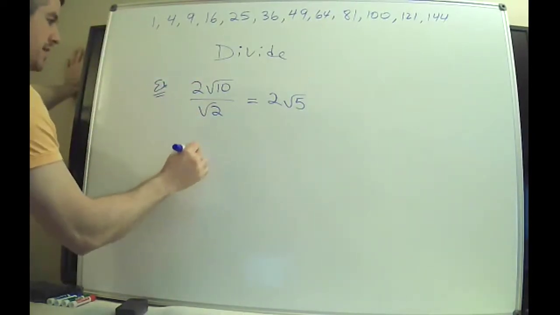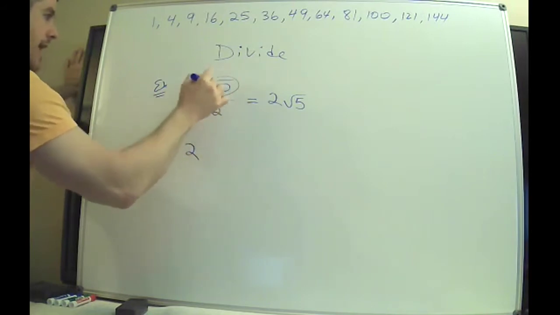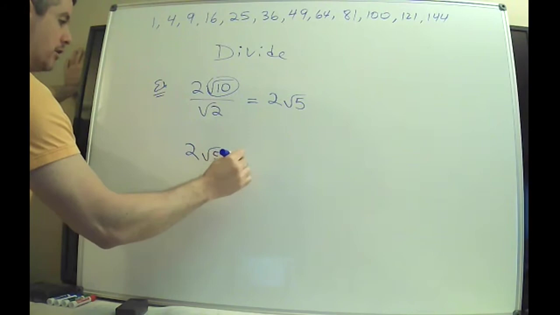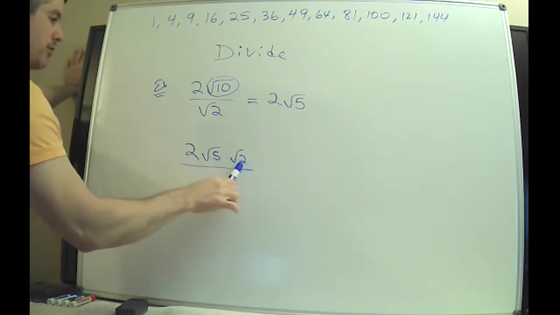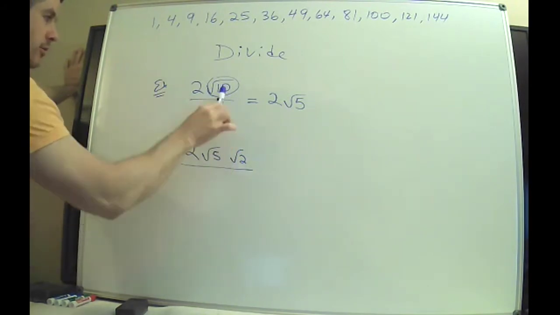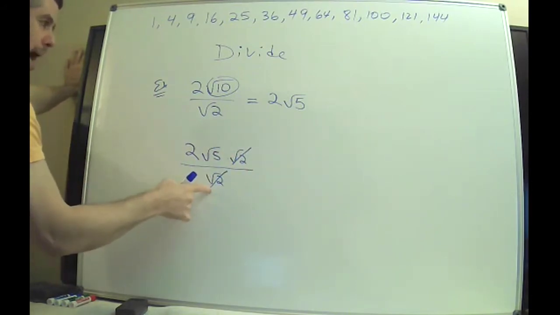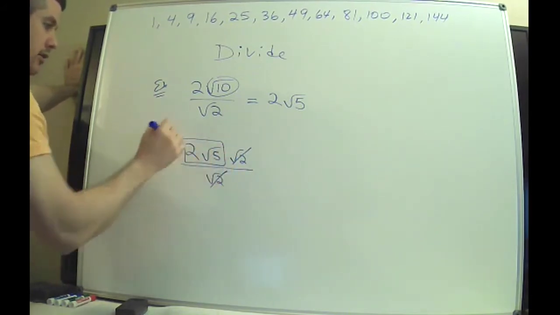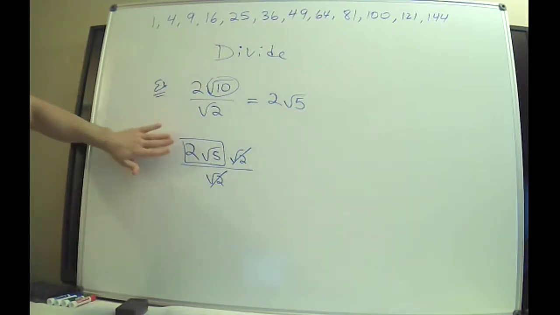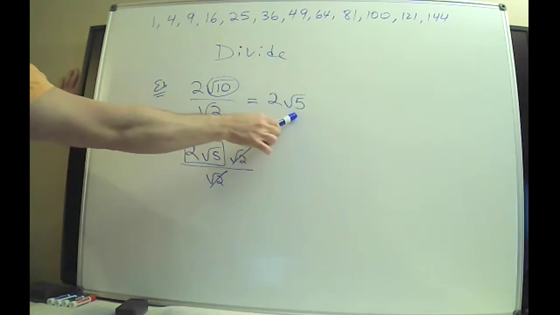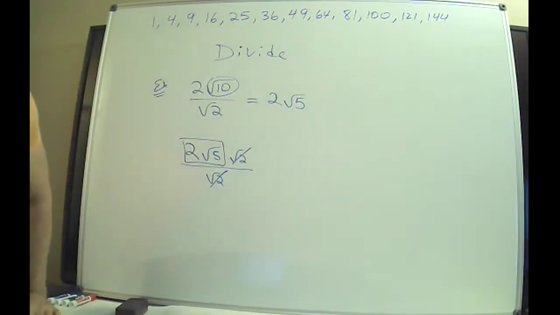Alternately, you can do this. You can take radical 10 and write it as radical 5 times radical 2, because radical 5 times radical 2 is radical 10, right? 5 times 2 is 10. Now, this radical 2 and this radical 2 wipe out, and you get 2 radical 5. It's usually easier to do this. If you want to just divide them in your head, divide them in your head, okay? So you can do that.